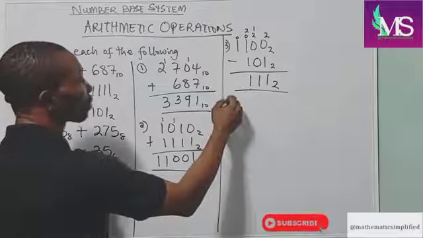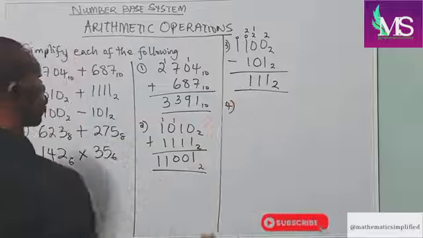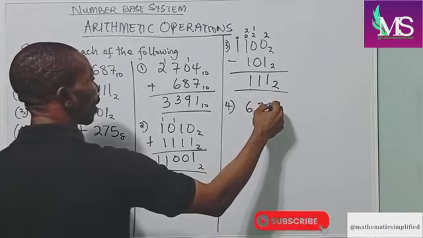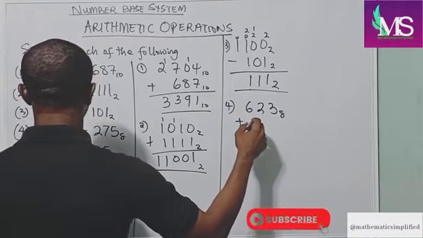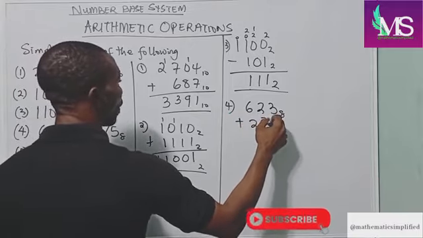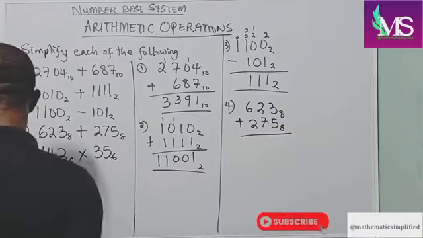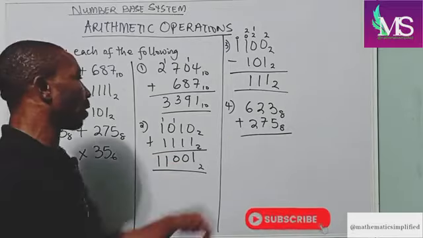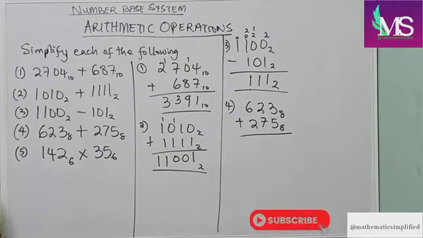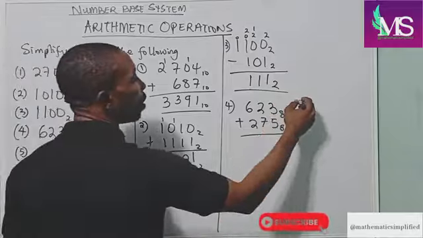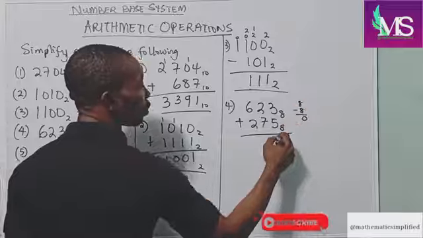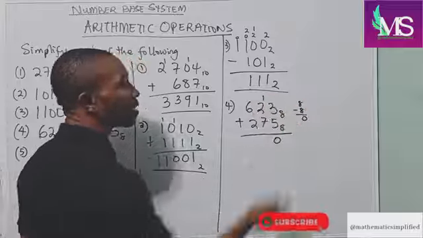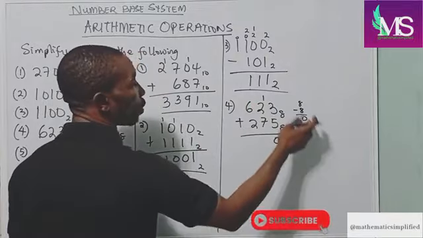Now to the fourth one, which is in base 8, we have 623 base 8 plus 275 base 8. Alright, now having this in base 8, we are going to add it up. Adding it up in base 8, we would have 5 plus 3, which is what? 8. So 8 minus 8, just as we did before, will give us 0. So this becomes 0. We carry 1, since 8 will go into 8 one time.